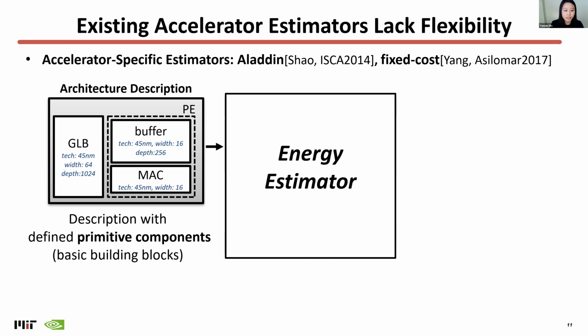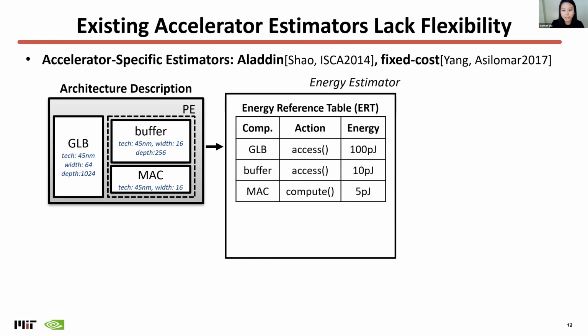As you can see here, each primitive component is defined with its associated hardware attributes. For example, the global buffer and local buffer are the storage components, and they are defined in terms of the width and depth. So the energy estimator will take in such an architecture description, and internally it stores an energy reference table, which is specific to the architecture it wants to evaluate. So in this case, it's aware that the architecture will compose of the global buffer, the local buffer, and the MAC, and it will store an internal table that corresponds to the specific architecture.